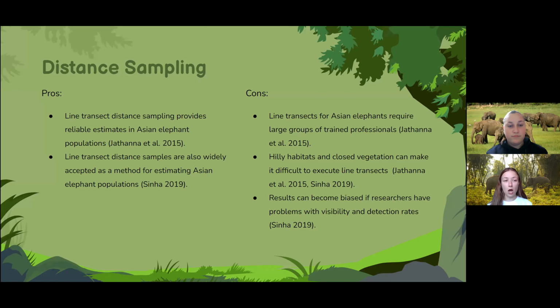So there are some pros and cons. The pros are they provide reliable estimates, and they are also widely accepted as a method for estimating Asian elephant populations. And then the cons, line transects require large groups of trained professionals. The hilly habitat and dense vegetation can make it difficult to execute the line transects, and results can become biased if researchers have issues with visibility and detection rates, as in the dense jungle and vegetation.